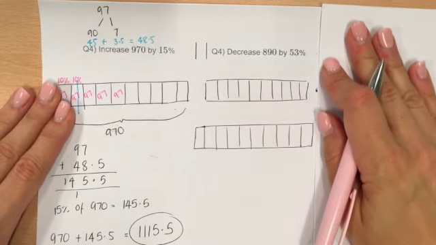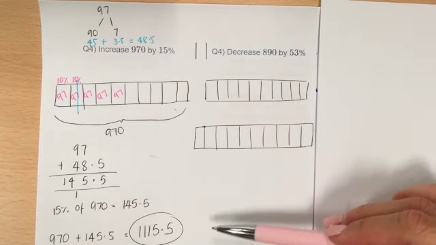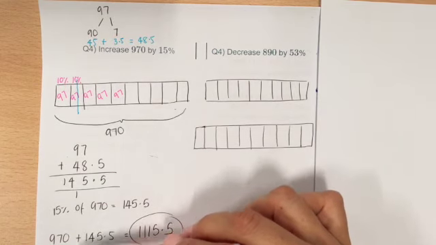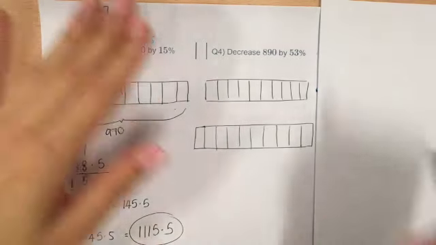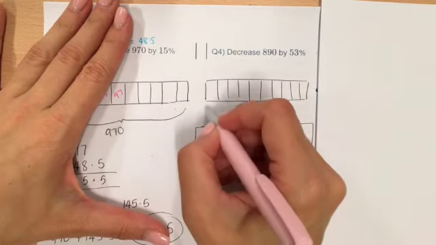Okay, let's have a look at the next one then. The next one is a decrease. Obviously it's going to run the same. We're going to work out our percentage, but then instead of adding, we're going to take away, because a decrease means that it gets smaller. So let's do what we started with. We're going to find 53% of 890.